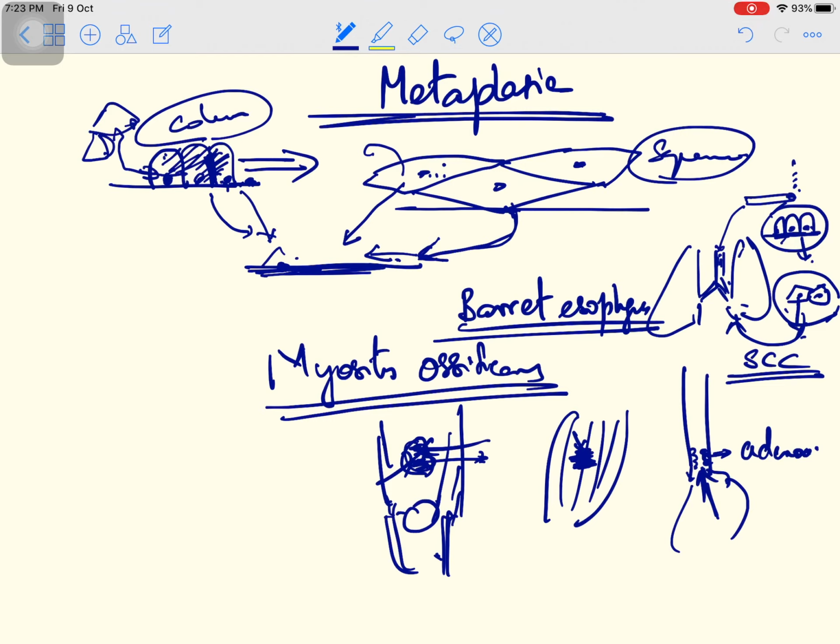Basically it is not an adaptation but metaplasia occurring as a result of injury. An example is myositis ossificans. So that is basically all about adaptations, and the last point is not an adaptation but a metaplasia that is occurring and not as an adaptive change. Thank you.